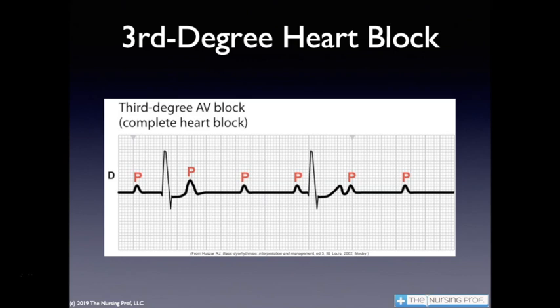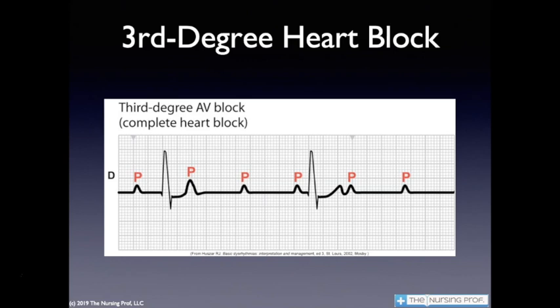All right, now let's take a look at this strip here. Remember, again, the first thing we look at is the rate. We have 2 complexes on a 6-second strip. That means we have a rate of 20. Oh, that's not good. We need to have a much faster rate than that.